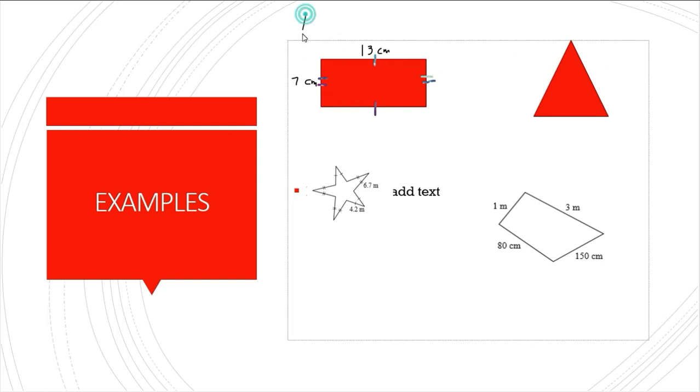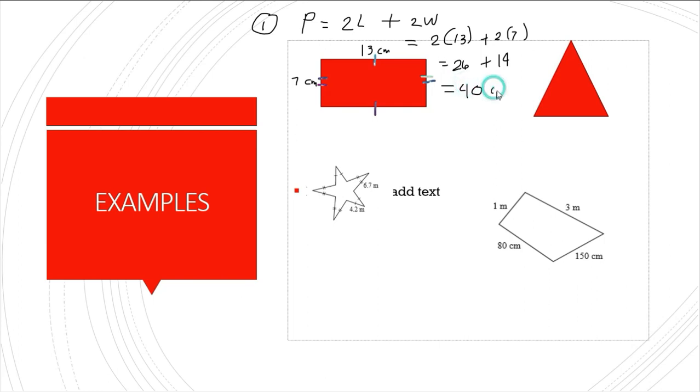So you can just add them all, or you can use the perimeter formula for a rectangle. A rectangle has the formula 2L plus 2W: twice the length plus twice the width. So 2 times the length, which is 13, plus 2 times the width, which is 7 centimeters. Let's write the unit later. 2 times 13 is 26, plus 2 times 7 is 14. So your perimeter would be 40 centimeters. As simple as that.